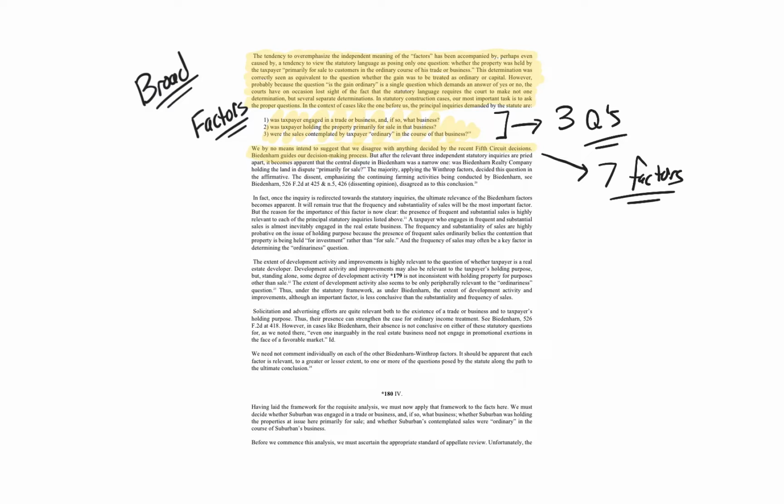And from that, we can use the same analysis we did in Winthrop. We can go through and make factual questions. Now, I've shown you how to do that, and I will show you in this opinion where you can find the facts that they focus on, but you can create other factual questions from that. It goes on, and it states, having laid the framework for this requisite analysis, we must now apply that framework to the facts here, and then they go on. This is where they go into the respective facts.